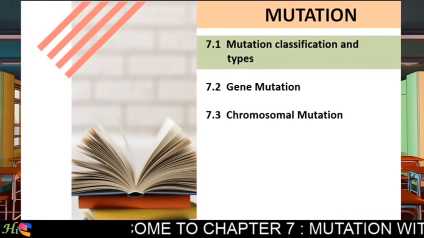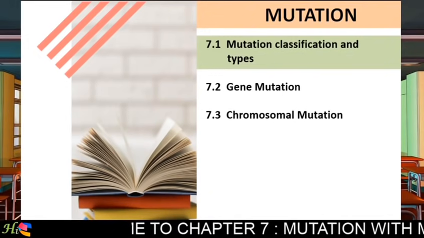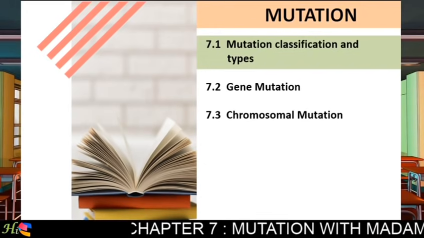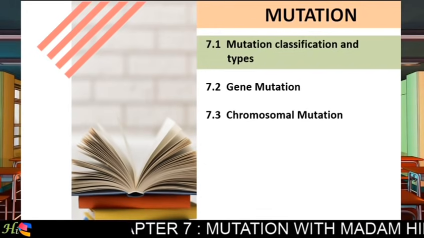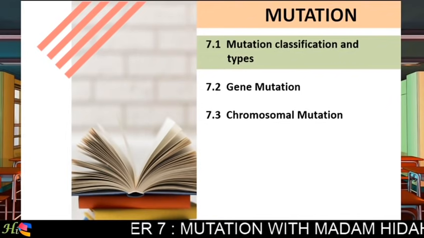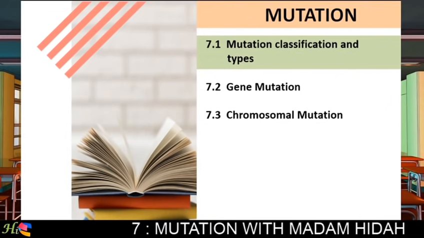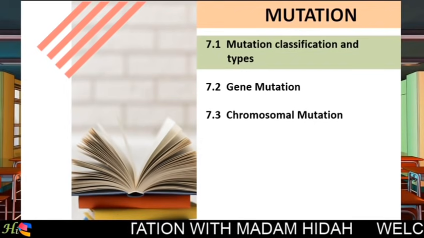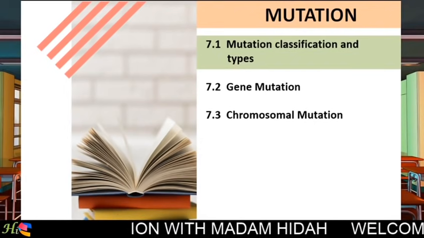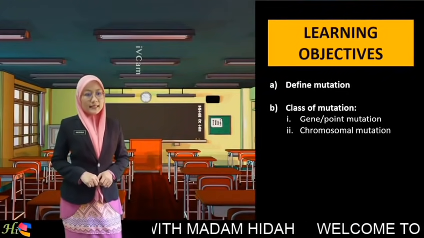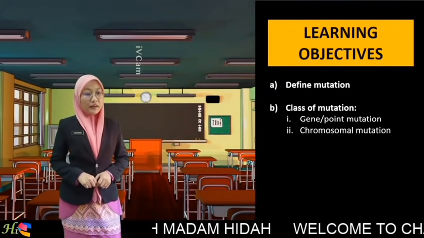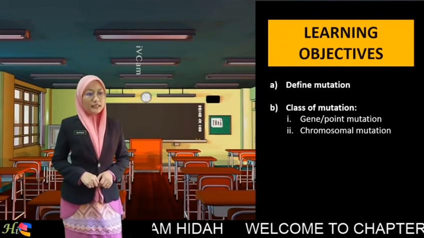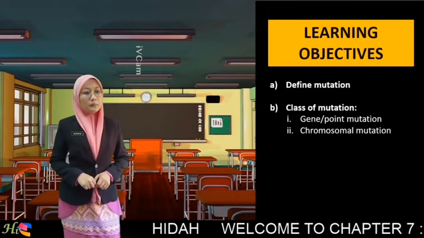There are three subtopics of mutation. 7.1 Mutation Classification and Types, 7.2 Gene Mutation, 7.3 Chromosomal Mutation. In this video, you will learn about 7.1 Mutation Classification and Types. At the end of this lesson, students should be able to define mutation and state the classes of mutation which involve gene mutation and chromosomal mutation.